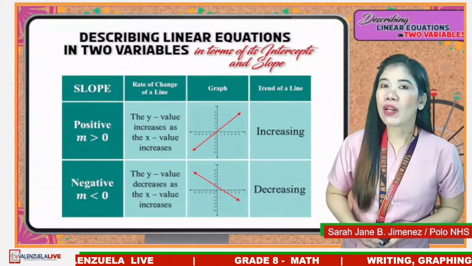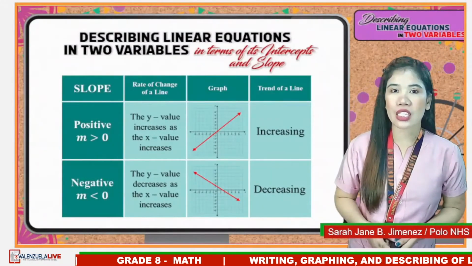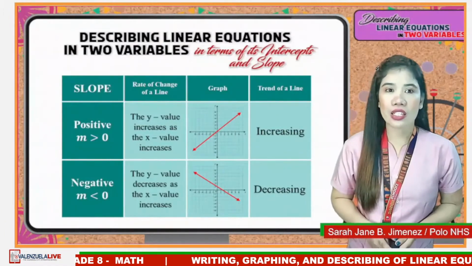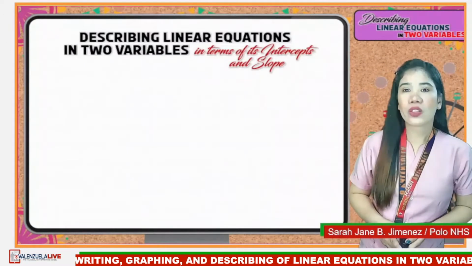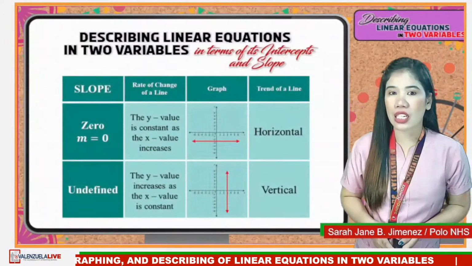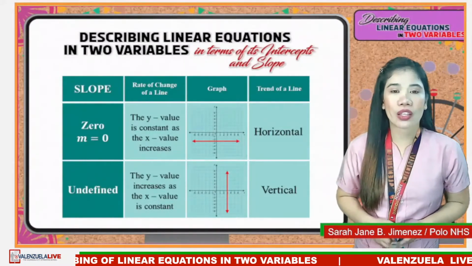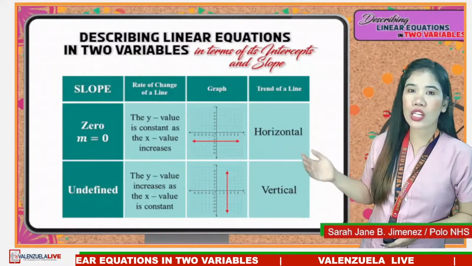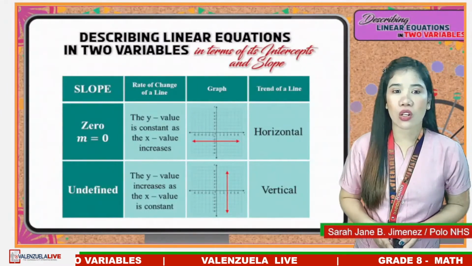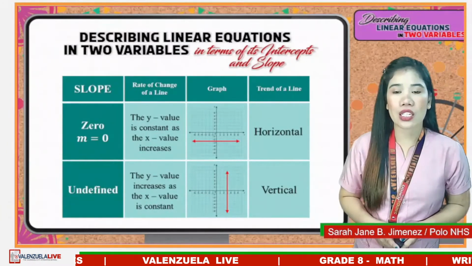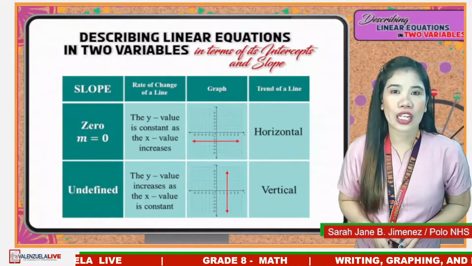If the slope of a line is less than 0, it means the y value decreases as the x value decreases. Hence, the trend of the line is decreasing. If the y value is constant as x value increases, it means the slope is equal to 0. The graph of the equation is a horizontal line. If the y value increases as the x value is constant, the slope is undefined. Therefore, the graph of the equation is a vertical line.